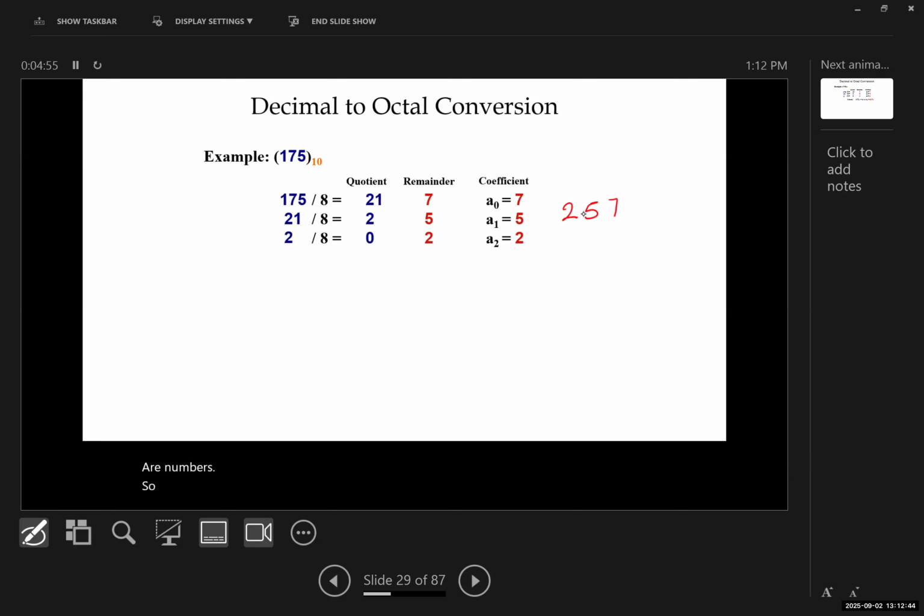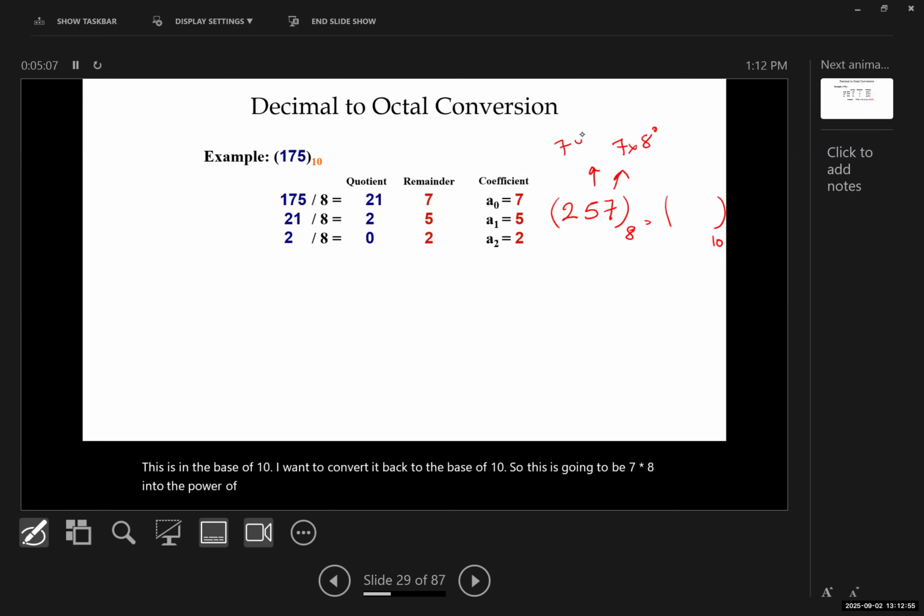So if I convert 257, this is in the base of 8, I want to convert it back to the base of 10. So this is going to be 7 times 8 to the power of 0, 5 times 8 to the power of 1, and 2 times 8 to the power of 2. So this is going to be 7 plus 40 plus 2 times 64, which is 128. And when you add them up, you're going to get 175.